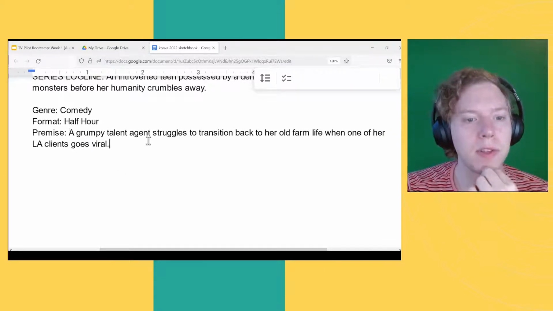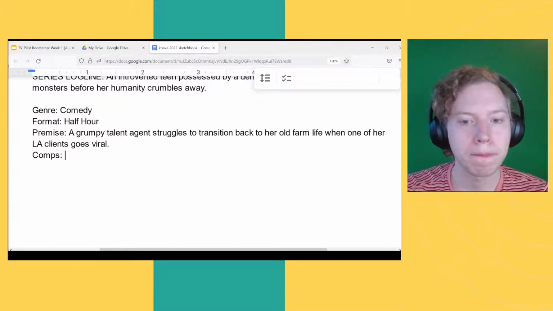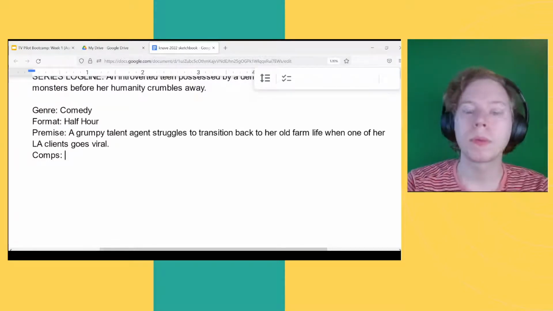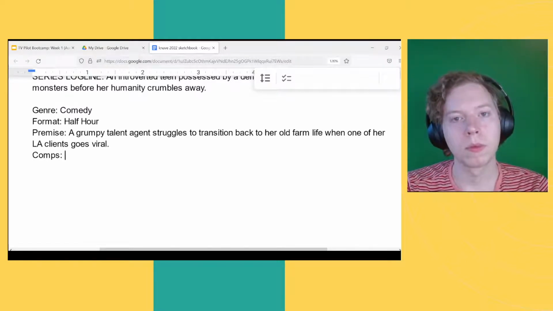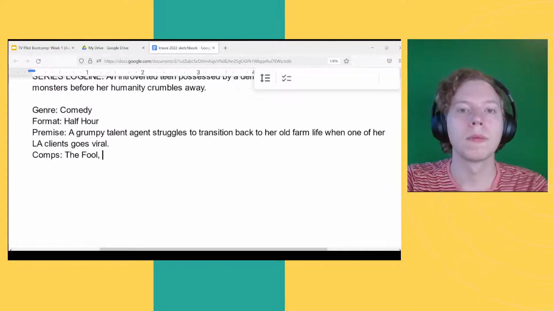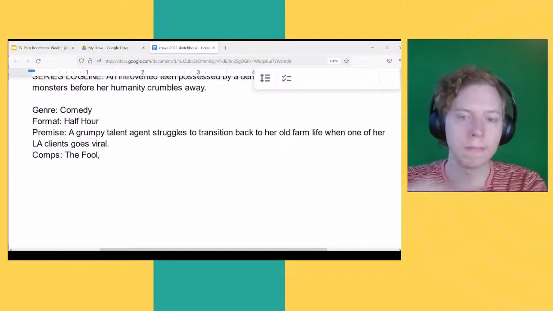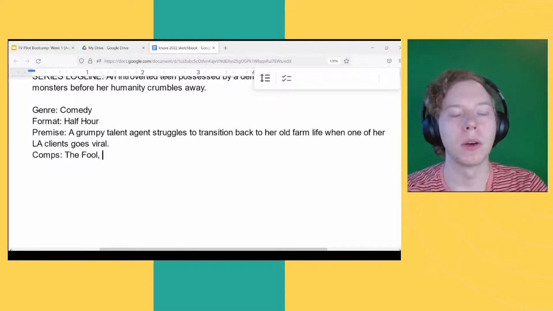Do you have comps for this too? I haven't thought of comps yet, but I would say one thing that's similar is The Fool on Hulu, just because he's working at a job that he's kind of shitty at in his old age. But I can't really think of something at the top of my head at the moment. Okay.